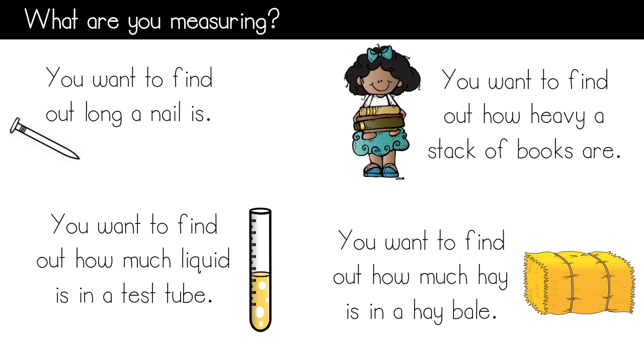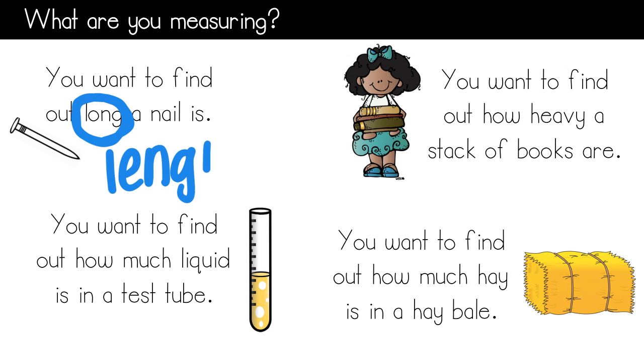The first one says you want to find out how long a nail is. This is kind of a keyword that jumps out at me, how long. So let's think, is that capacity, is that volume? But long, you're talking about length. You're looking at one point to another point, so that would be length. If you said that was length, you are correct. Let's look at the next one.